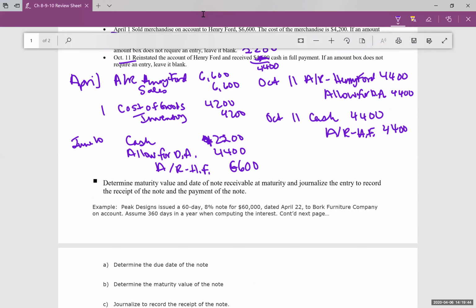Also on the test, you'll have one of these where you're going to determine the maturity value, the date of the note receivable at maturity, and you're going to journalize the entry to record the receipt of the note and the payment of the note.